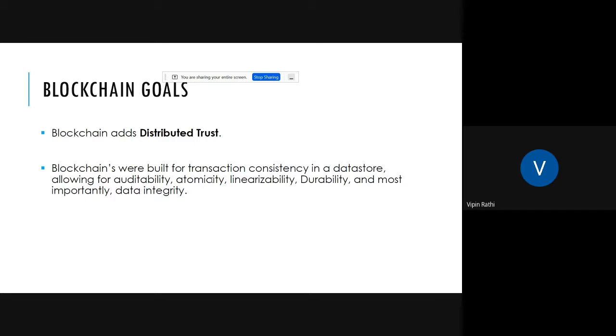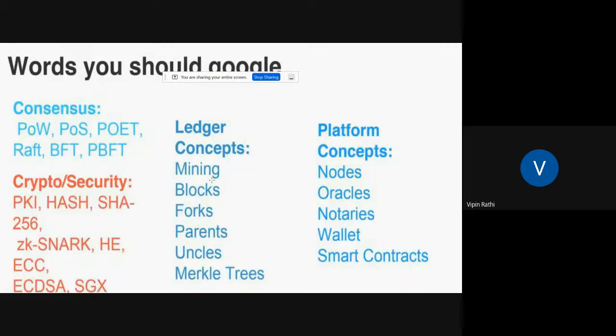So this is really important to understand what was there before blockchain, right? And what changes blockchain is bringing in this whole system. Those who are new to this world of blockchain, I want them to just Google some words. For example, for consensus, just search proof of work, proof of stake, Raft, these are important ones, Byzantine fault tolerant, or Honey Badger. Why?